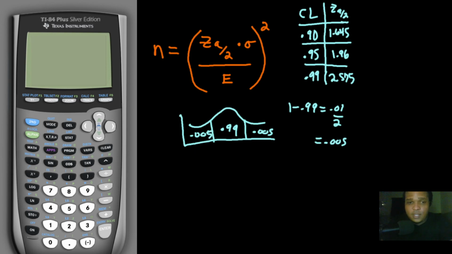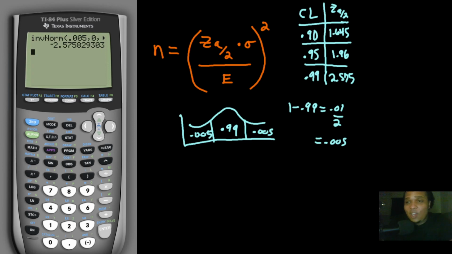Remember, our trick is to take the inverse norm of that. So inverse norm, we're gonna put 0.005. This is the Z-score, so the mean is 0, standard deviation is 1. Hit enter, and there we go. We have the negative version of what we're looking for. Even if you mess up and put negative 2.575 in here, when you square that, it's going to change it to a positive. So remember that from college algebra or whichever class you took before this or during this.